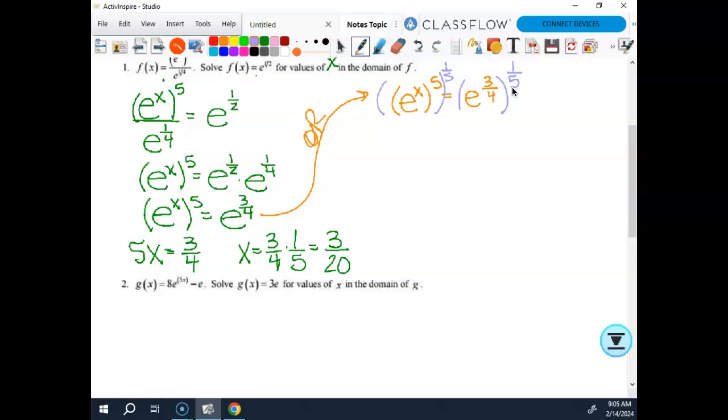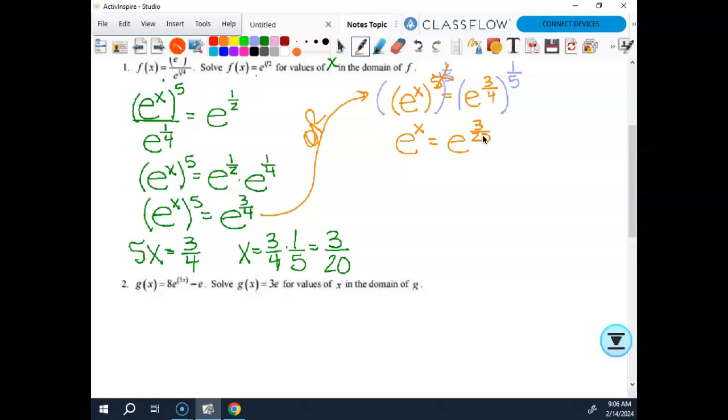Everybody okay with everything I did at this point? To undo a 5th root, you take it to the 1/5 power, because then this is just going to be 1, right? So that leaves me e to the x over here equals e to the 3/20 over here. So once again, we could drop the e's, okay? But I'm also going to show you why you're dropping the e's, just because it's another way to go about it.